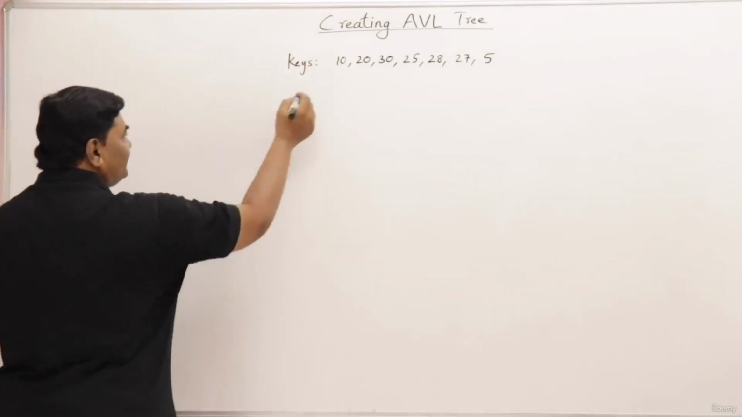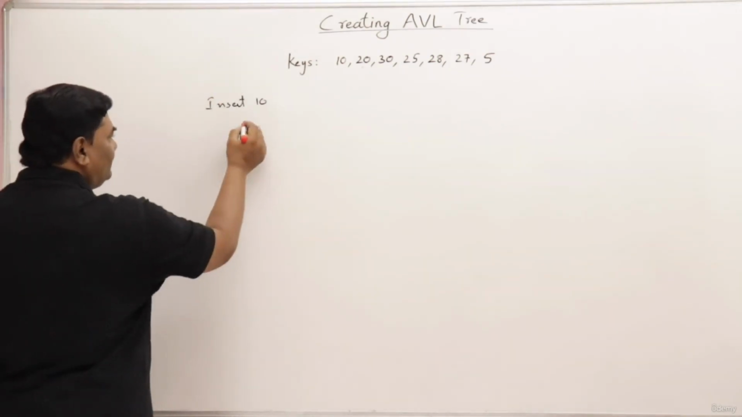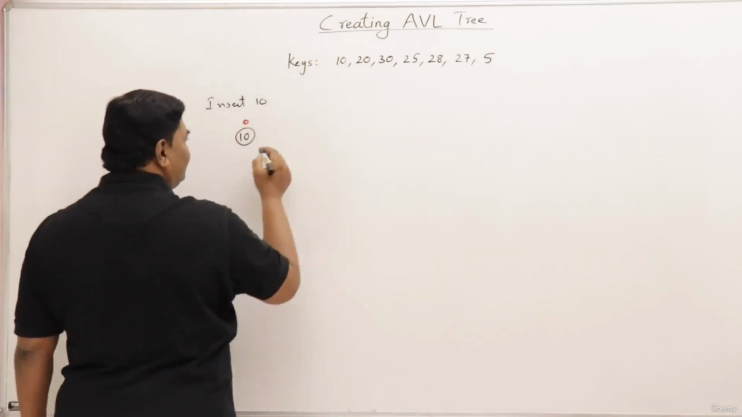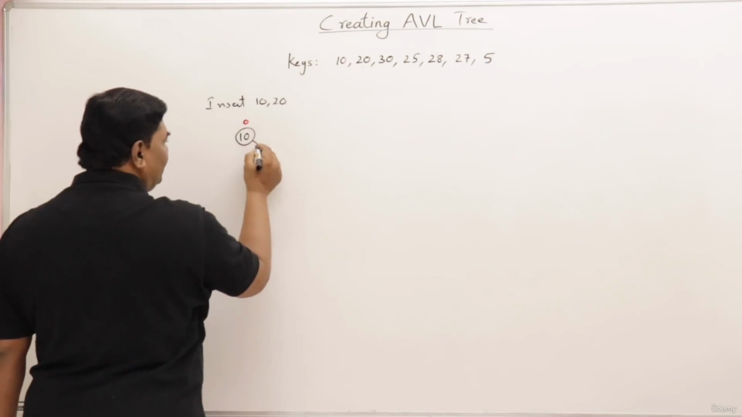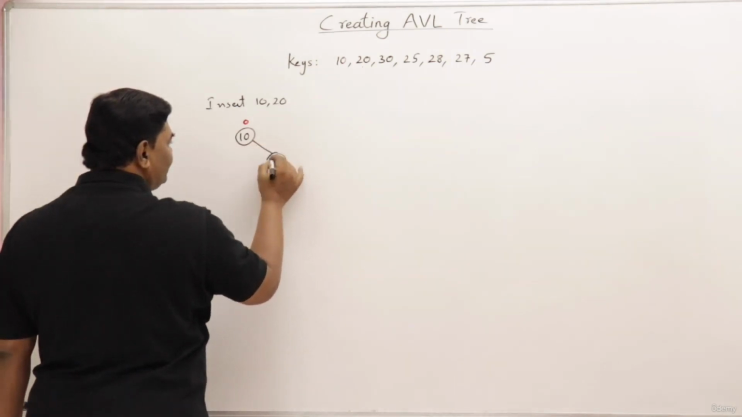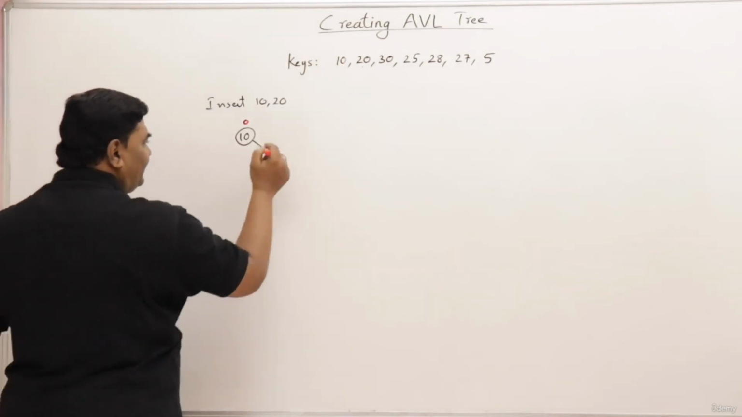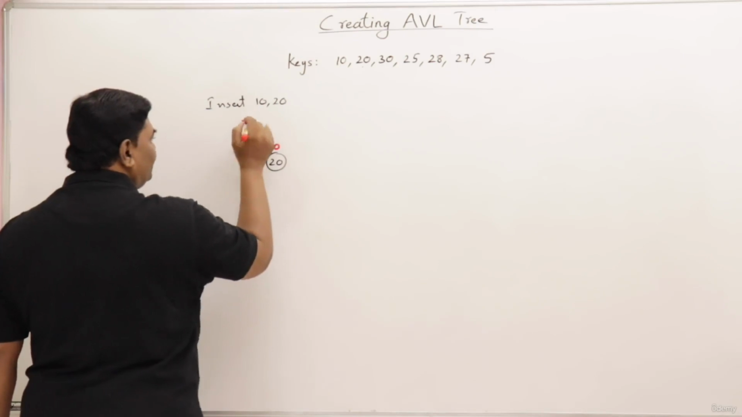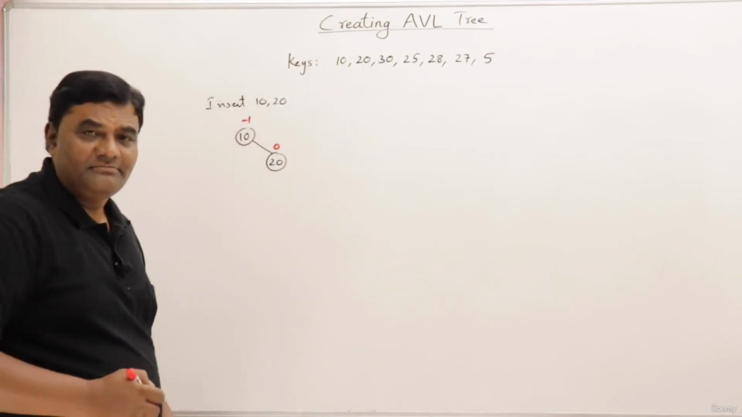So first let us insert 10. Insert 10. So 10 is the only key now. So what's the balance factor of 10? 0. Now insert the next key, that is 20. I will insert 20 also. So 20 comes on the right hand side because it's greater than 10. So 20 is the new node. If I recalculate balance factors, then this is 0 and this is minus 1. Is it balanced? Yes, 0 and minus 1 are balanced.